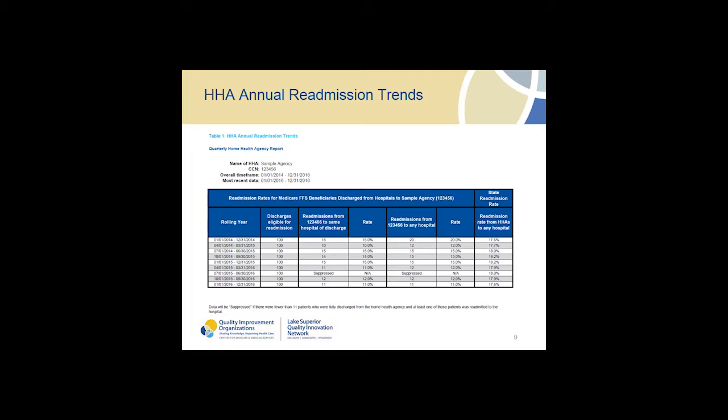The next page of the report shows the data that feeds into the chart that we just reviewed. All of this is sample data, and you'll notice that some rows say suppressed. This is for data privacy rules. Data is suppressed if there are fewer than 11 patients who were fully discharged from your home health agency before they were readmitted.